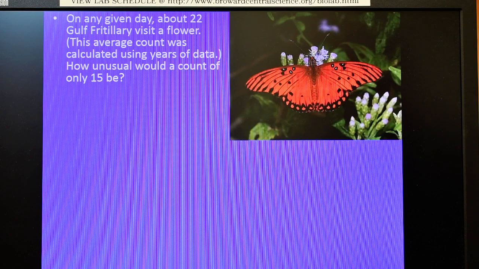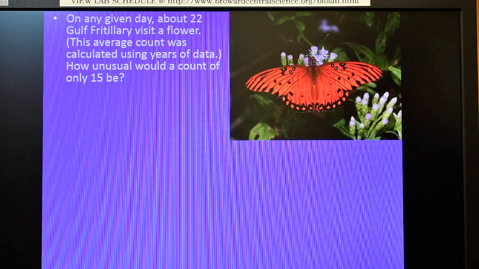Okay, so here's some information. Again, we're going to start out with a parameter. On any given day, about 22 Gulf fritillaries visit a certain flower. That's an average count that's been generated using years and years of data. How unusual would a count of 15 be?